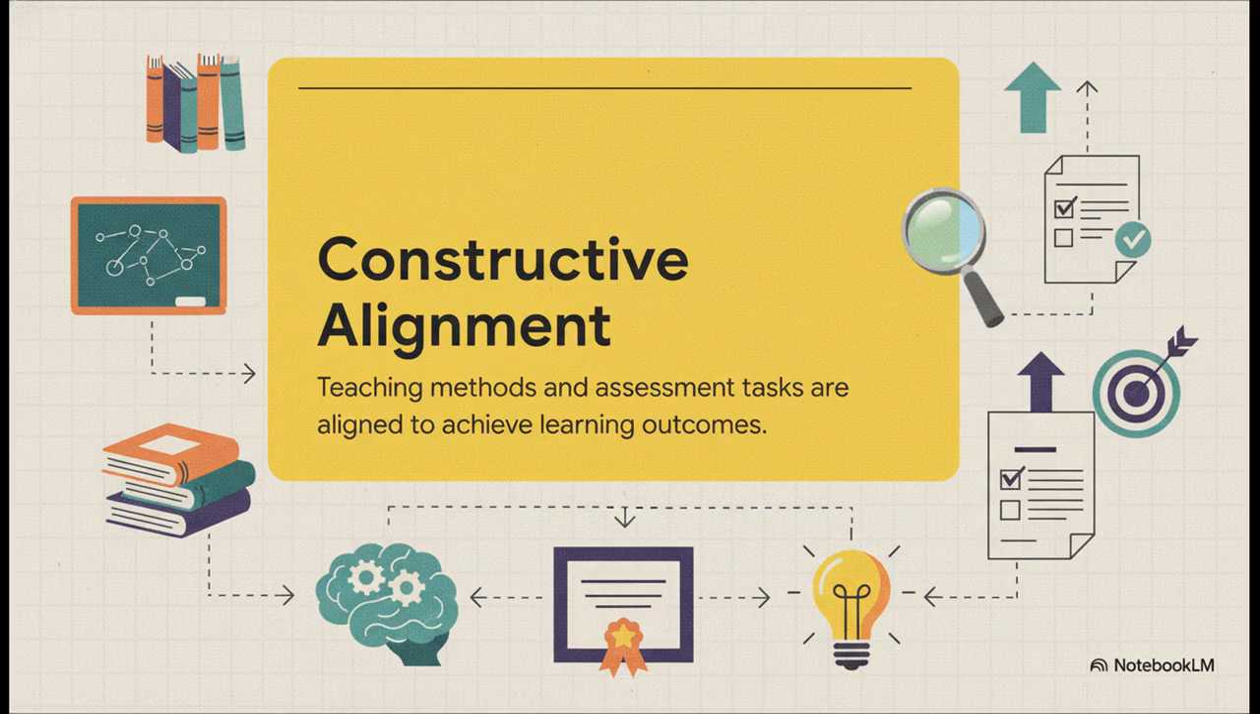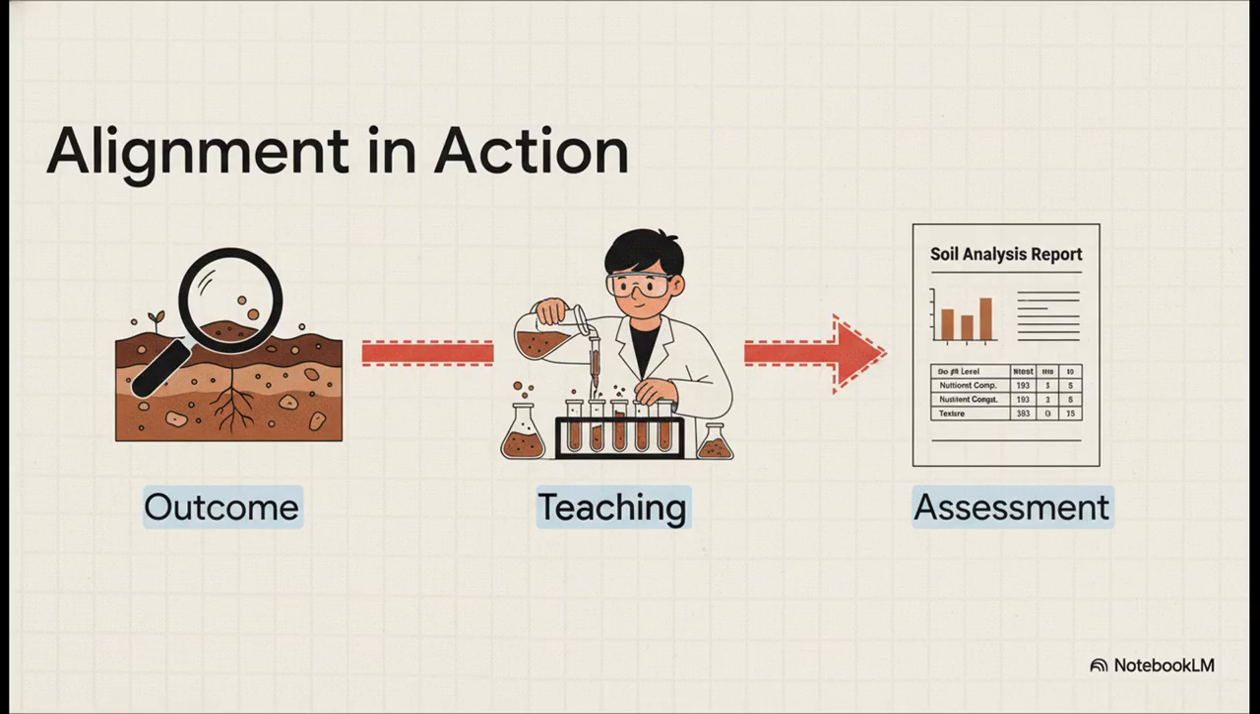The way you teach should directly prepare students for how you're going to test them, and both of those things should be aimed squarely at the goal you set way back at the beginning. Here's a perfect example. If the goal, the outcome, is for students to analyze soil properties, does it make sense to just have them read a chapter about it? No. You get them in the lab, getting their hands dirty. And then, how do you test them? Not with a multiple-choice quiz, but by having them write a formal soil testing report, just like a professional in the field would. The outcome, the teaching, and the assessment, they're all perfectly constructively aligned.